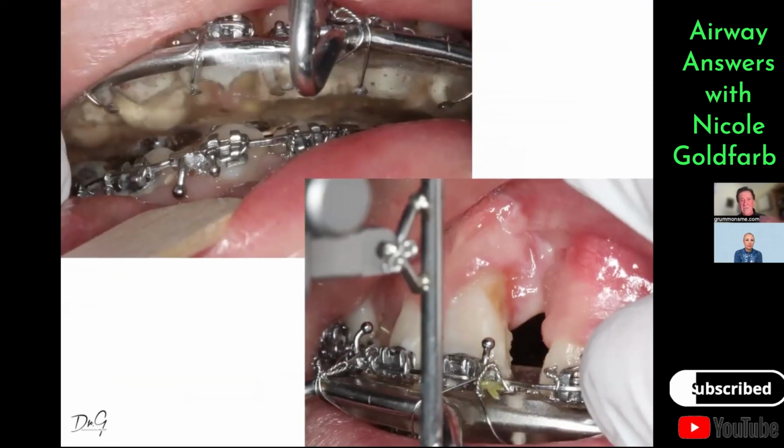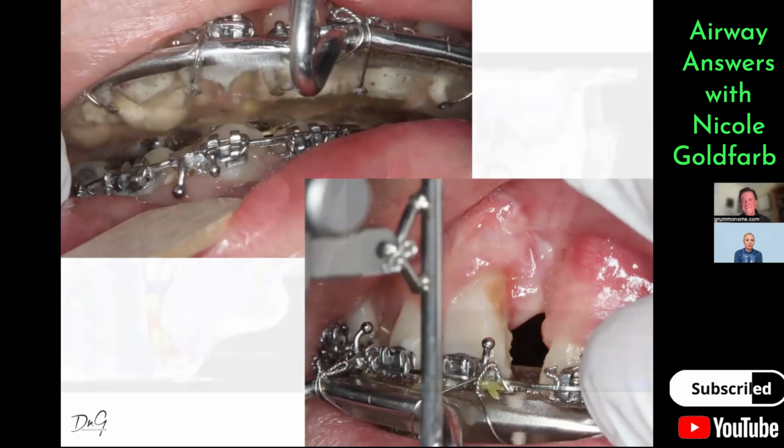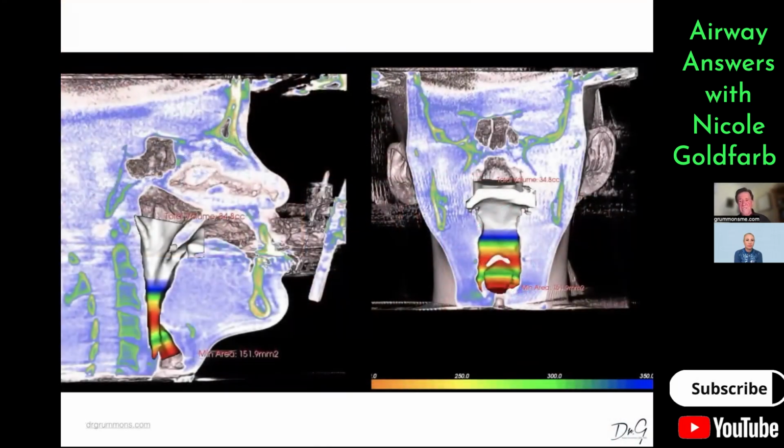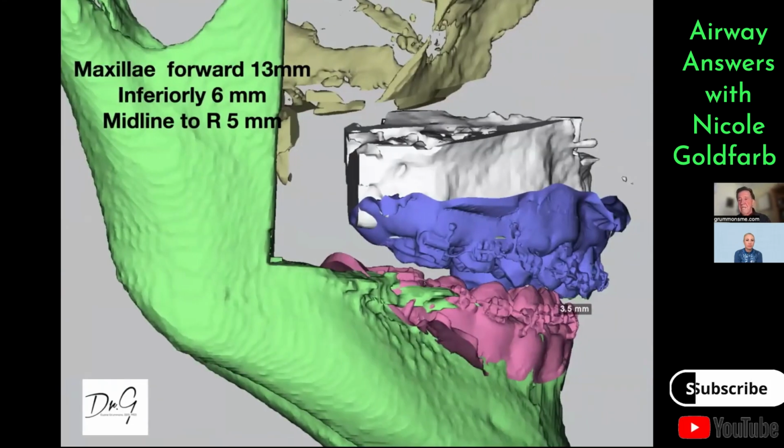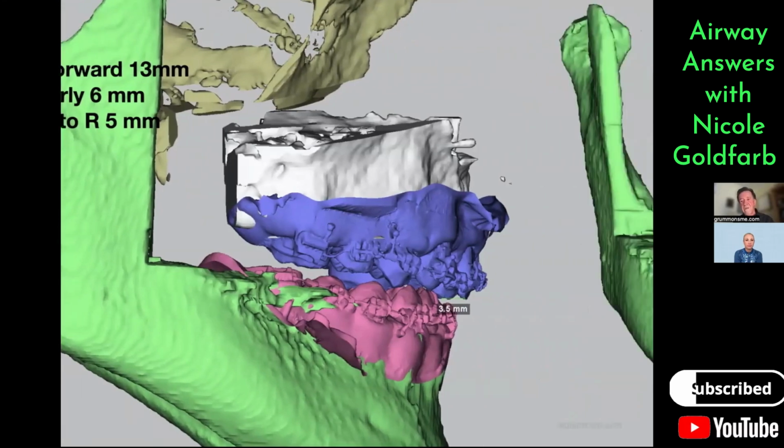And there's trays put in over the teeth that we attach to. So the whole segment is controlled and brought forward. And then from the side and front, the airway is benefiting. Maxilla ended up netting out 13 forward, came down 6. I misspoke and said 4. It's actually 6 that came down. So that's better yet. And midline to the right 5.